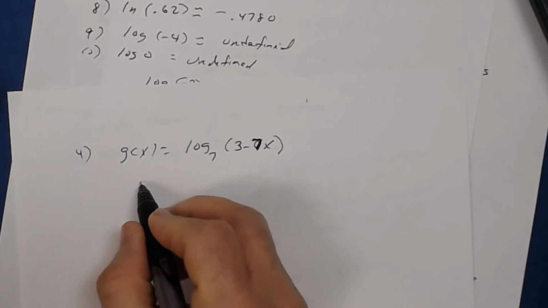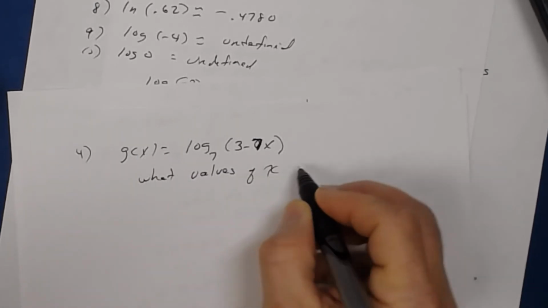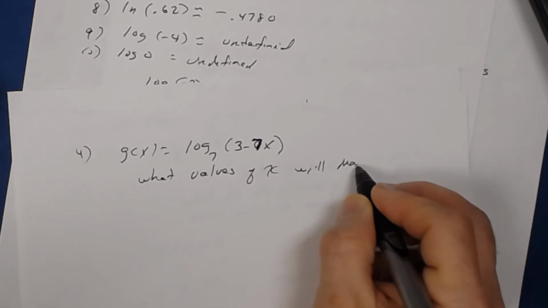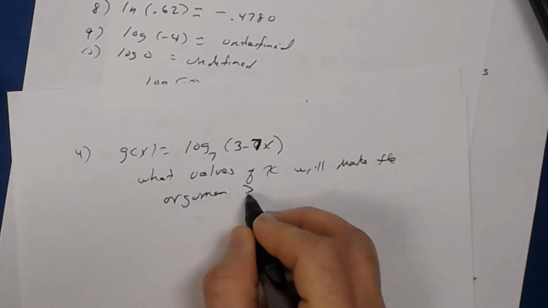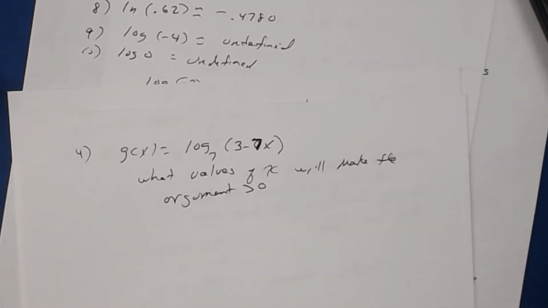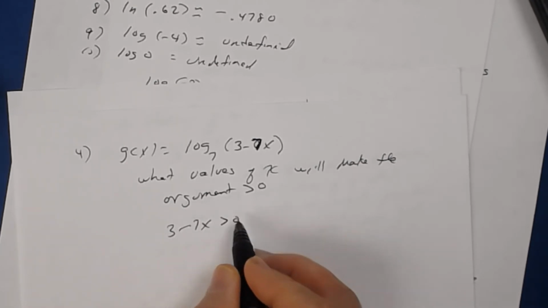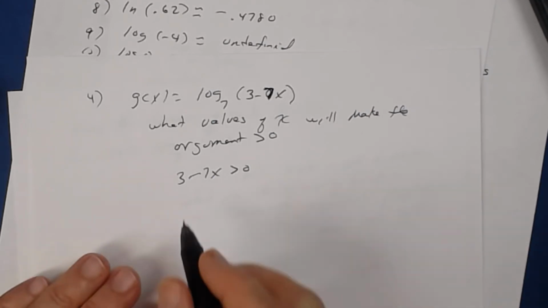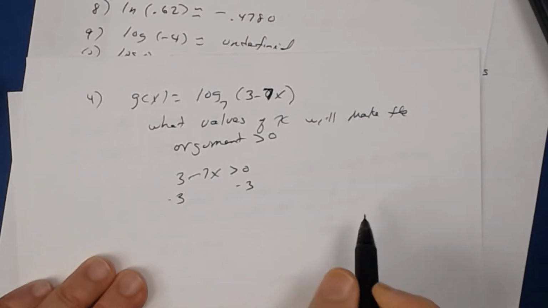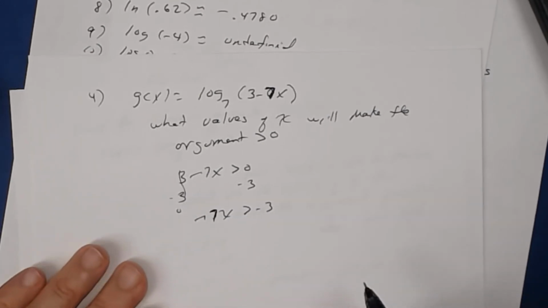So remember, what you're trying to find is what values of x will make the argument positive, meaning greater than 0. And remember, the argument here is 3 minus 7x. So I've got to figure out where that is greater than 0, and you just solve for x. So I'm going to subtract 3 from both sides, and so this is 0, so I get negative 7x is greater than negative 3, right?